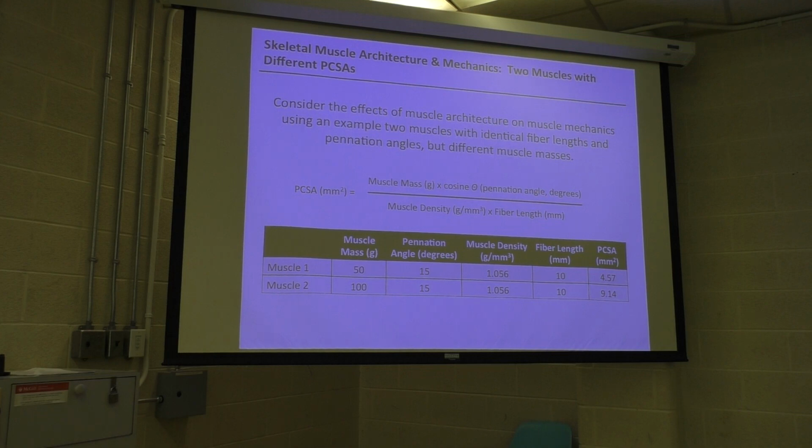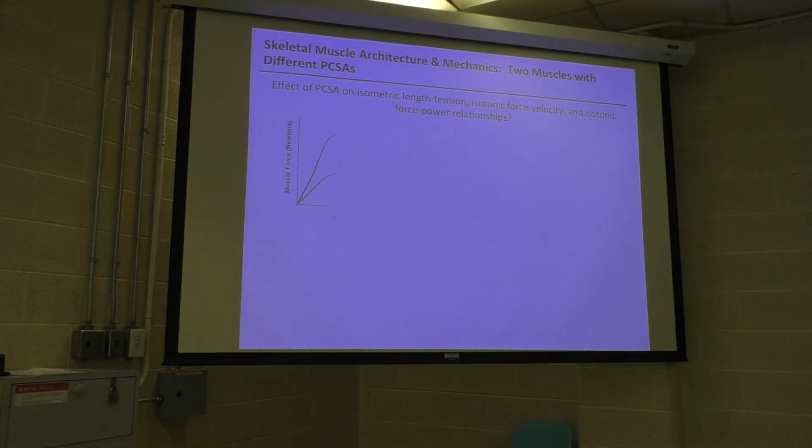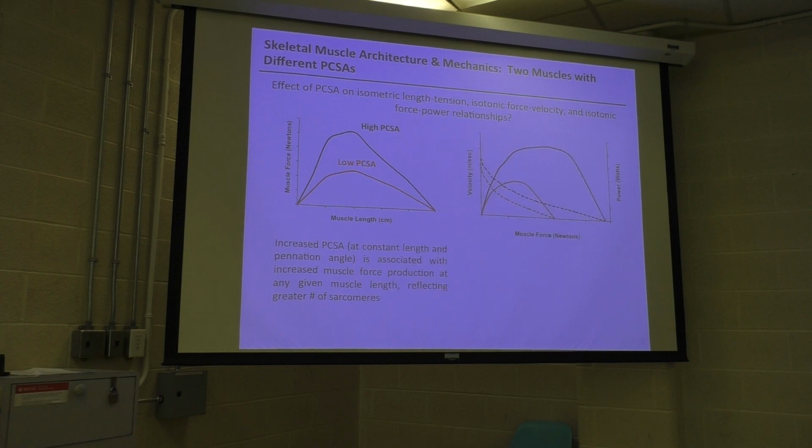Any questions about how this works? The equation or anything like that. So it's not actually an area of like a cylinder or anything like that. There are more physiological parameters that are involved in that. Okay, so when you change mass, you change your cross-sectional area.